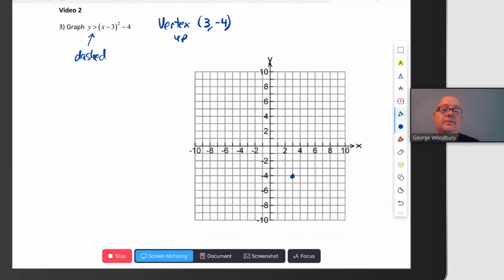I can try to find the x-intercepts, and you can do that on your own here. Pause the video if you want to practice this, but we set the expression on the right equal to 0, square root both sides, etc. We find that the x-intercepts are at x equals 5 and x equals 1. If I wanted more points on here, I could find the y-intercept by substituting 0 for x. When we plug in 0 for x, we end up with 3 squared, or 9, minus 4, which is 5.